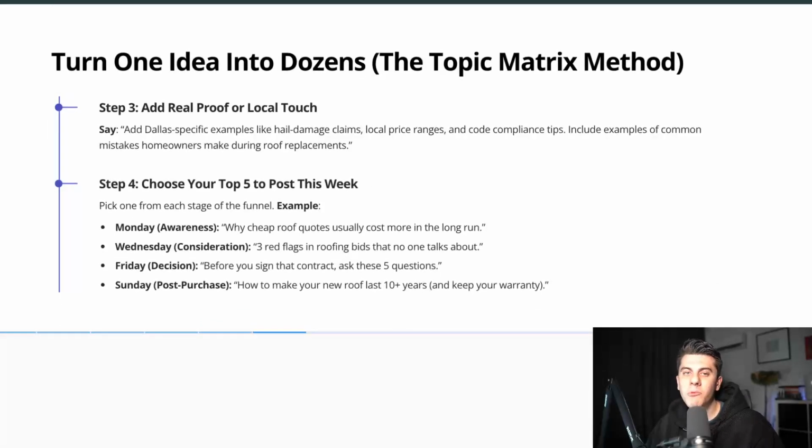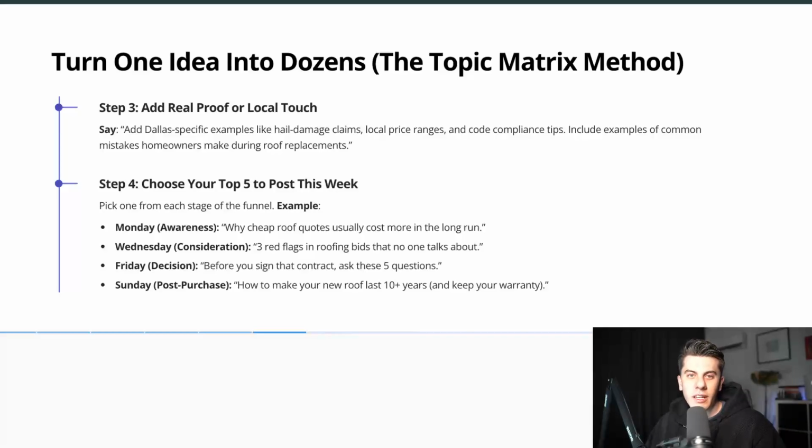Step 3, add real proof or a local touch. Now, use this command here. So we have that here. This is the step that separates good marketers from great ones. Anyone can post how to choose a roofer. But when you say, here's what Dallas homeowners should check before hiring a roofer, especially after a hailstorm, that hits different. It's specific, it's local, it feels like you actually live there.